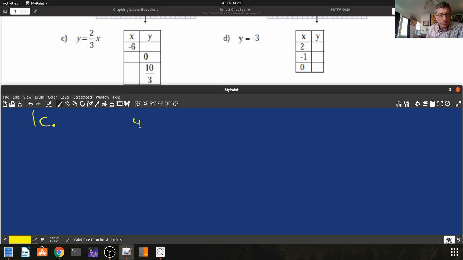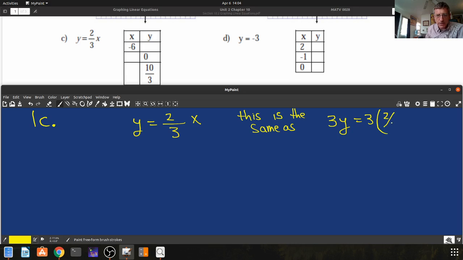We have the equation y is equal to 2/3 x. Now, if you want to, you can clear the denominators. So I'm going to give us 2 choices here. This is the same. I'm going to multiply both sides of this equation by 3. So when I multiply the left side by 3, I get 3 times y. And when I multiply the entirety of the right side by 3, I'm going to have to do some simplifications.